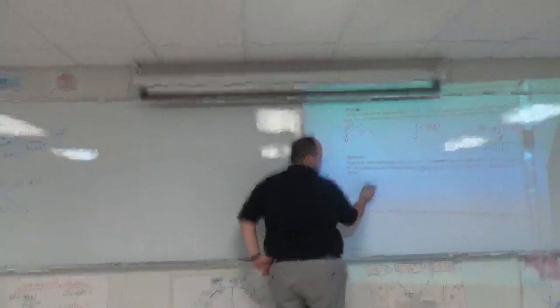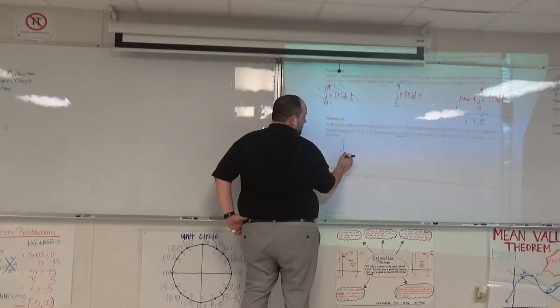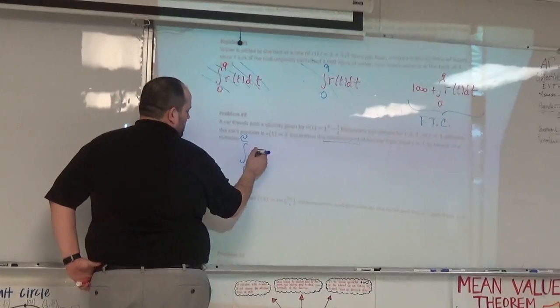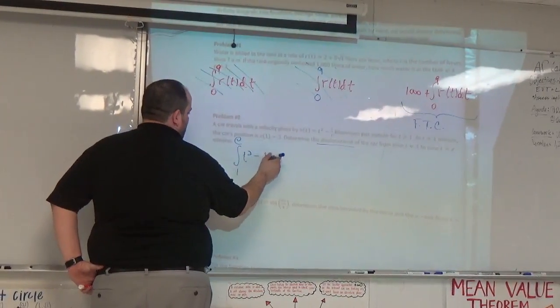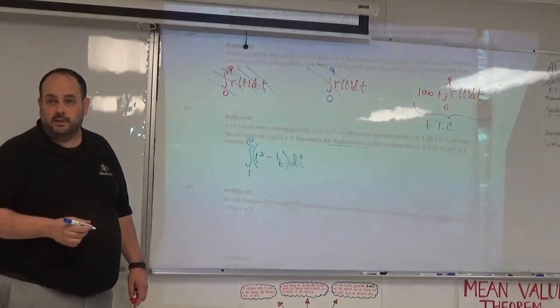Wait, can I just say the equation? Yeah. The definite integral from, in this case, 1 to e of v of t dt, or in this case, t squared minus 1 over t dt.